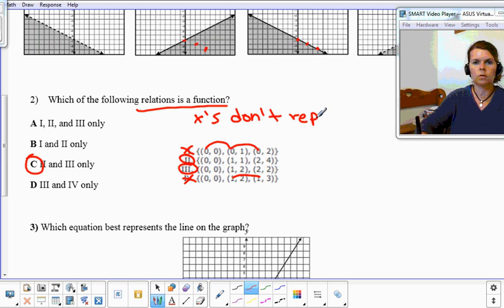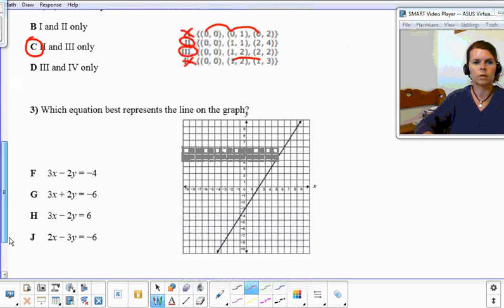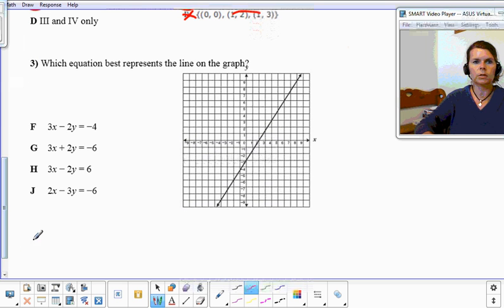Okay, so again, go to your table, your paper for test corrections, and fill in number 2 if you missed it and what you did wrong. Number 3, which equation best represents the line on the graph? Well, there's several different ways to do this. Let's go ahead and find our y-intercept. It's negative 3. Let's go ahead and write an equation over here for this line. So y equals mx plus b. Our b is negative 3. And you can just write minus 3 if you want to. I'll write it both ways.